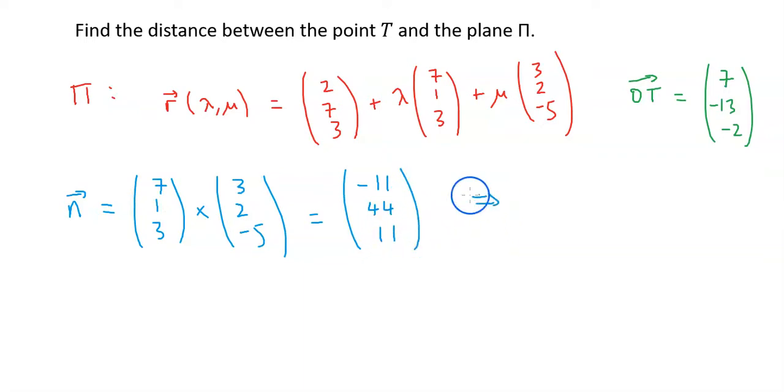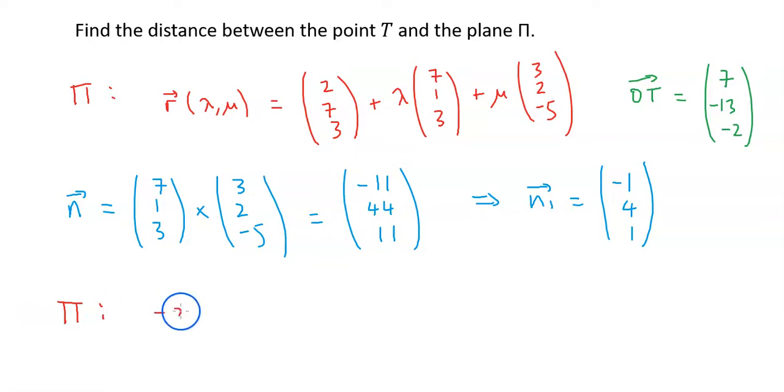And we don't have to take that particular normal vector if we don't want to. We can also take the normal vector n1 is this thing divided by 11. So it'll be (negative 1, 4, 1), just to make life a bit easier. So that means the equation of pi in Cartesian form is negative x plus 4y plus z is equal to d for some number d.